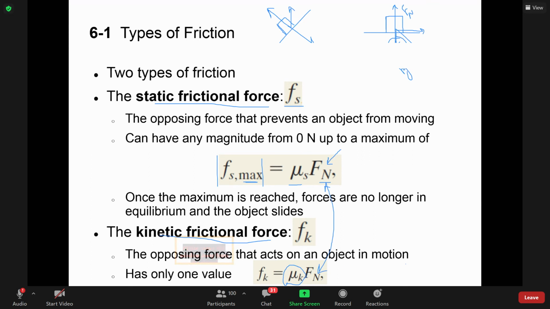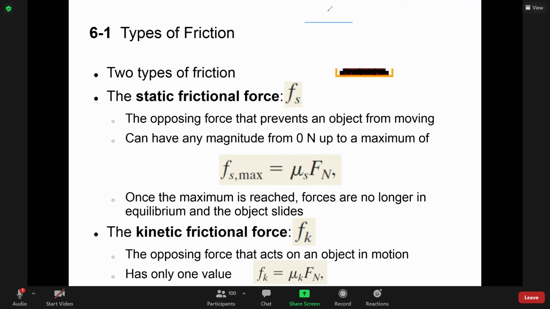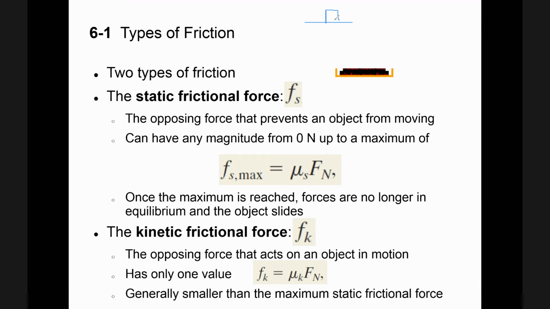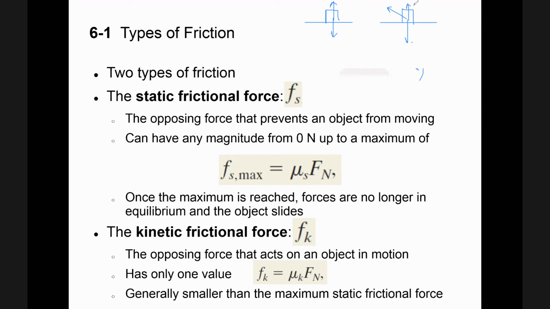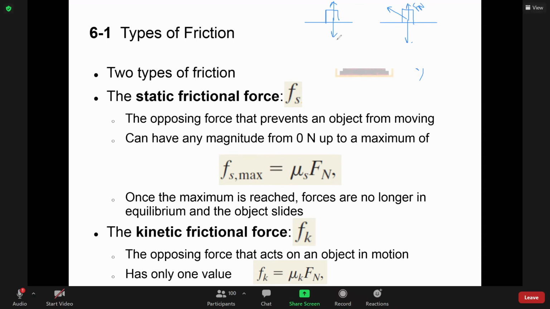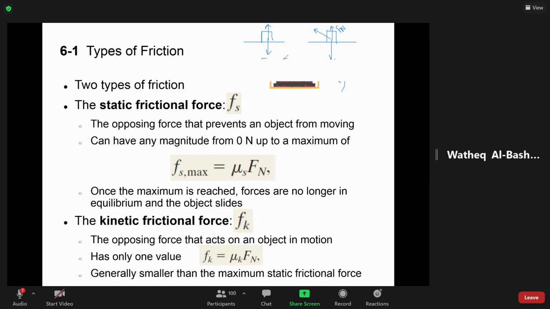Does anybody have a question? Let me see. Can you repeat how Fn is changing? Yes, Fn changes depending on the question. I'll repeat it. If I only have this box, what are the forces on it? Fg and Fn. Correct, here Fn equals mg. Now you have the same box, but you apply this force here. So what do you have? You have Fg, and here you have Fn. The Fn now doesn't equal Fg. Here Fn equals Fg, but here no.